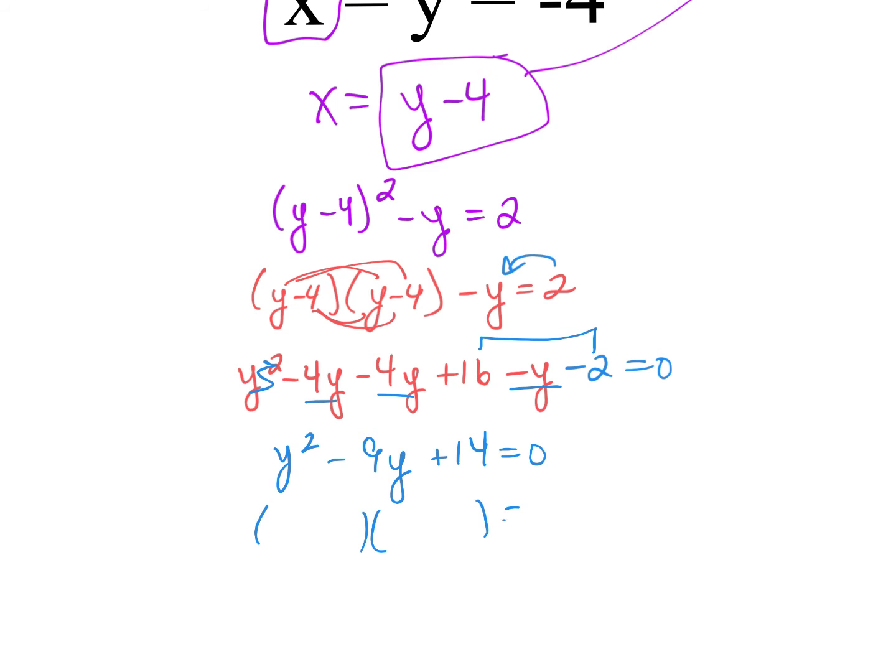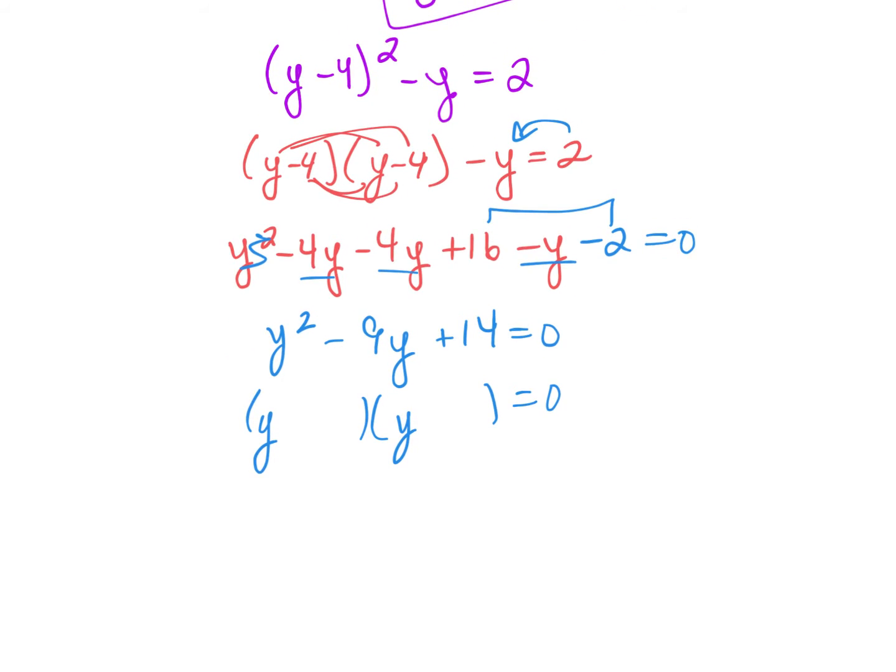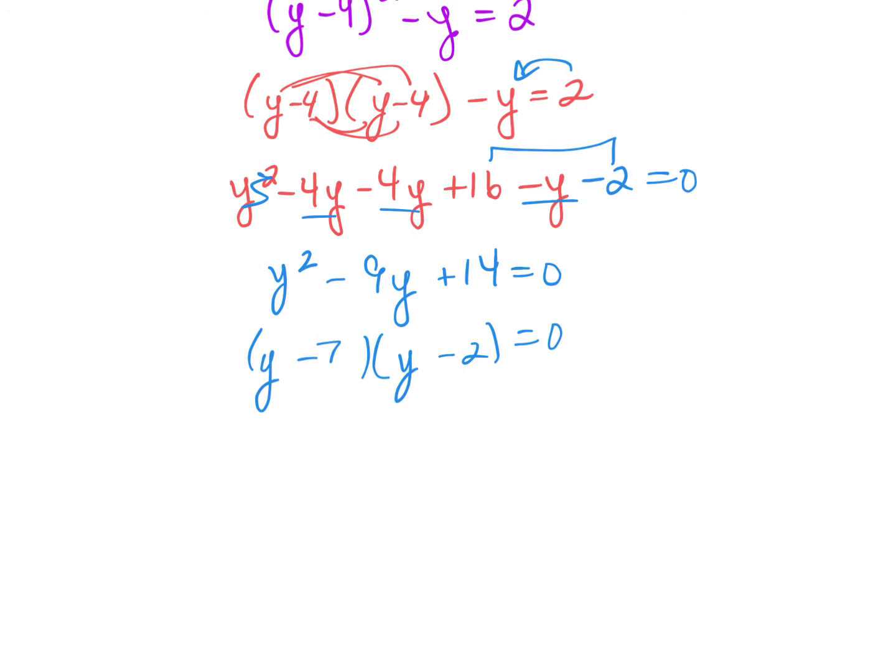So now we go to factor. What are the factors of positive 14 that are going to add to give me a negative 9, but multiply to give me a positive 14? What would those two be? Multiplies to give me positive 14, adds to give me negative 9. Yep, negative 7 and negative 2. So when you solve those, you set each parenthesis equal to 0. You get y equals 7, and you get y equals 2.